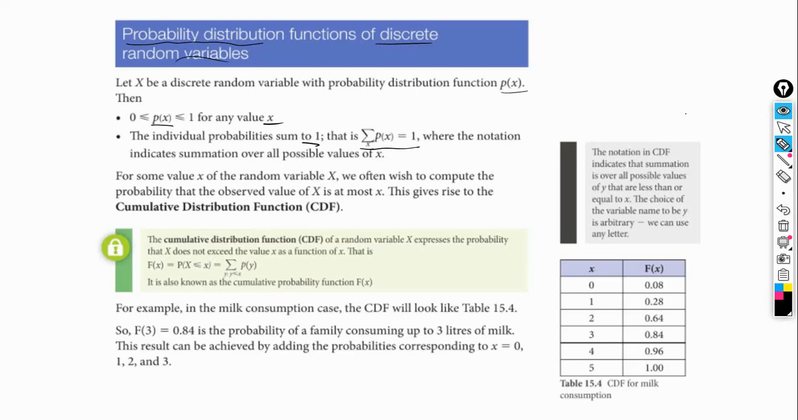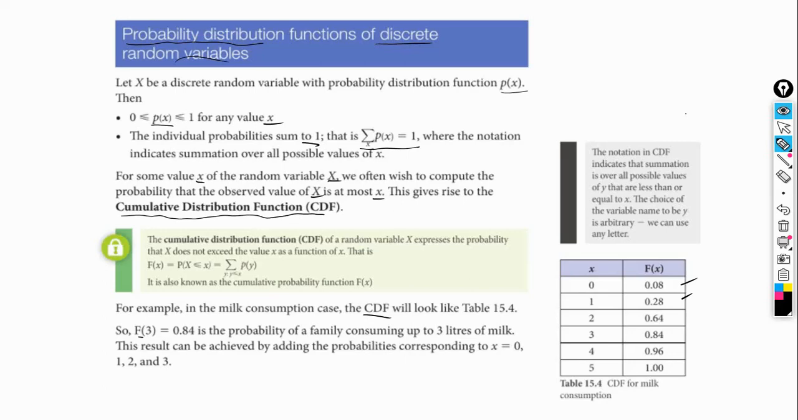For some value lowercase x of the random variable uppercase X, we often wish to compute the probability that the observed value of uppercase X is at most lowercase x. This gives rise to the cumulative distribution function, or CDF. For example, in the milk consumption case, the CDF will look like table 15.4. Notice that this is the same as the cumulative frequency, but now it is a cumulative probability.